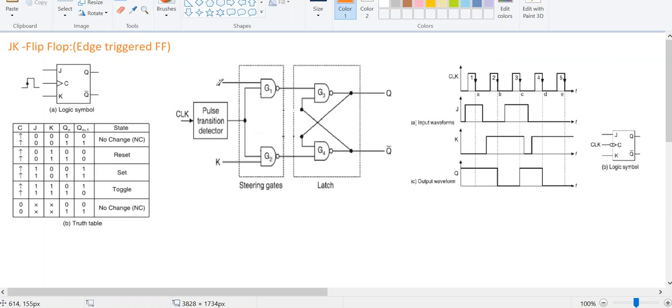So I will modify this. This is not a JK yet. It seems to be like SR initially, but SR can be modified with a few steps. We need to consider one more step, so I'm showing it here. Just connect this Q bar to this particular G1 NAND gate. That's it.